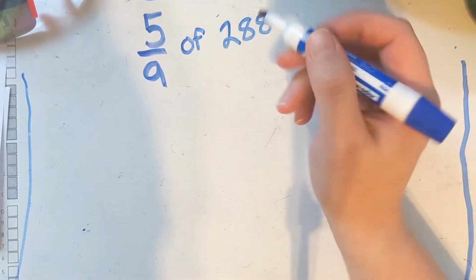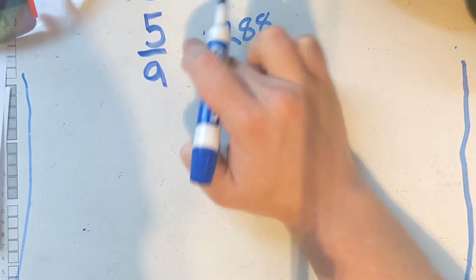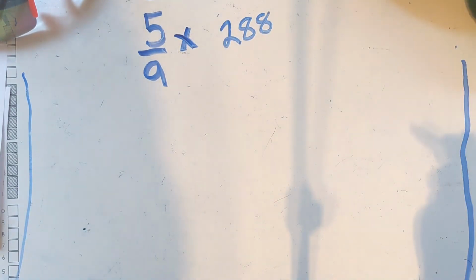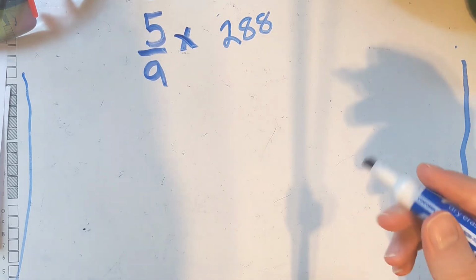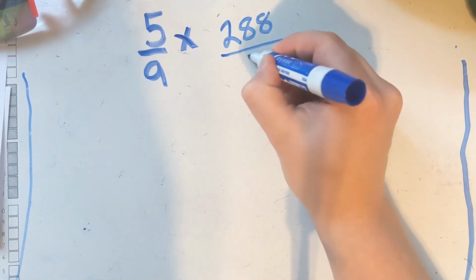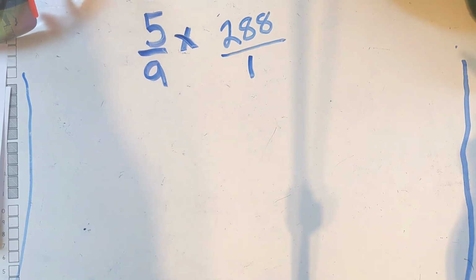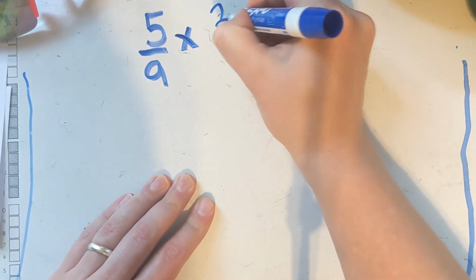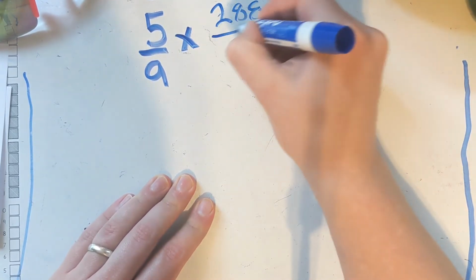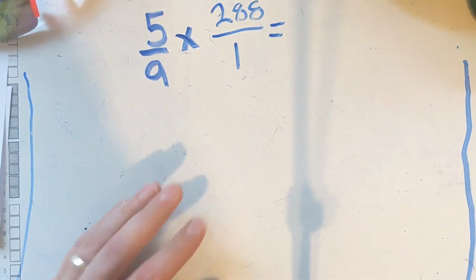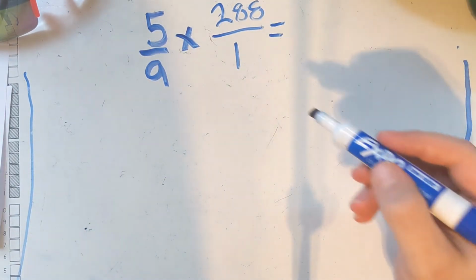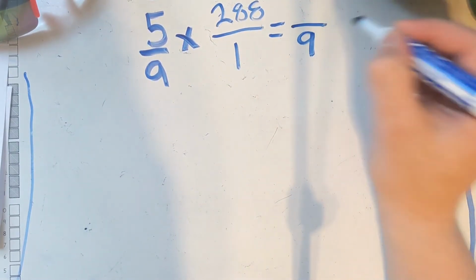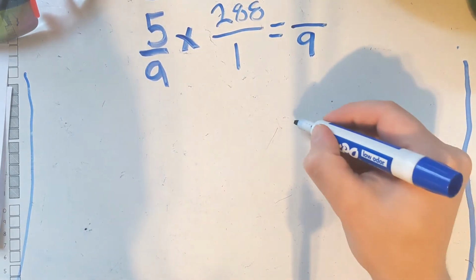So since "of" means multiply, we're going to be doing 5/9 times 288. And as you know, whenever we have a whole number and we want to multiply it by a fraction, we turn it into a fraction also by putting that whole number over 1. Okay? So now we have 288 over 1. All right, so now we're going to just multiply straight across. I can go ahead and do my denominator. It's pretty easy. 9 times 1 is 9. But I might have to come down here and do the math for 288 times 5.